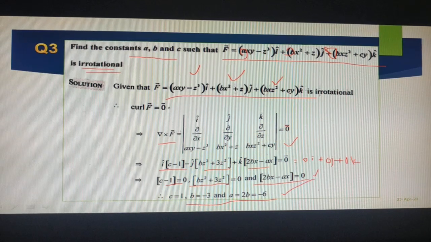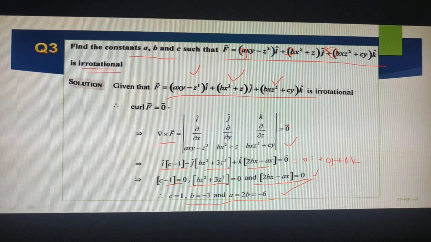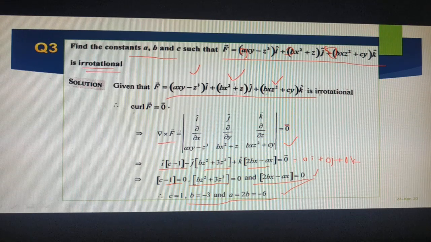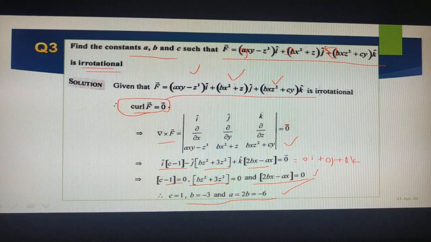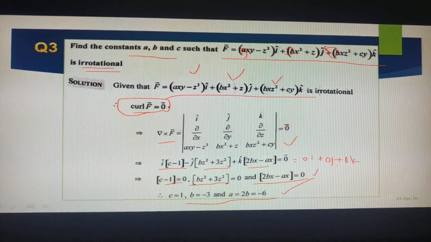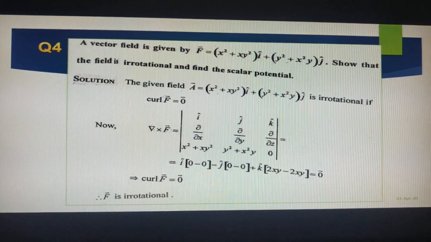These are the A, B, C values. So we can expect these types of problems. Because it is irrotational, it should be equal to 0 bar. Curl f bar is equal to 0 bar. This is your result. Based on that we will find the unknown values of A, B, C.